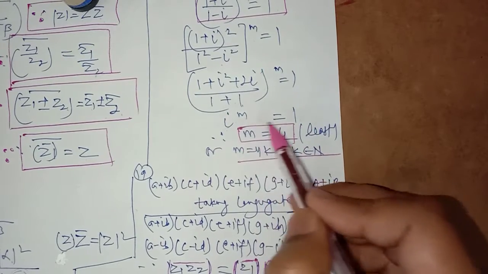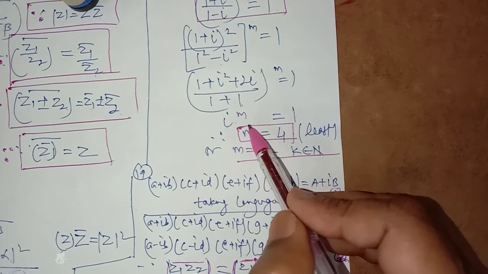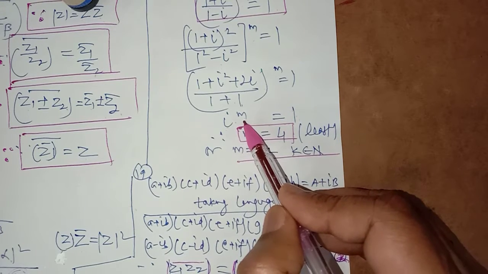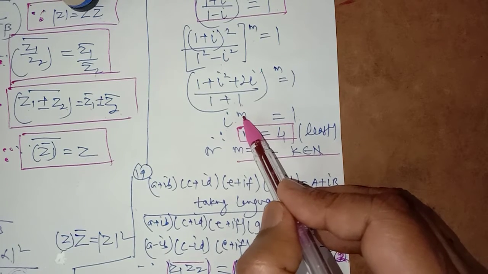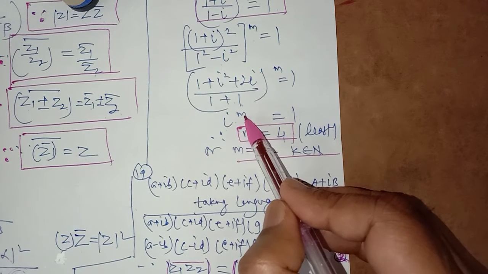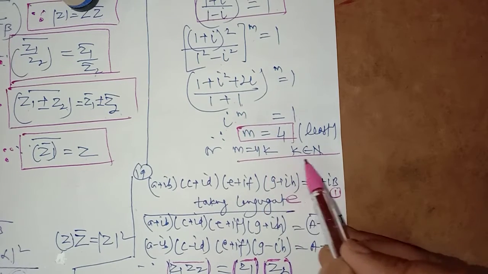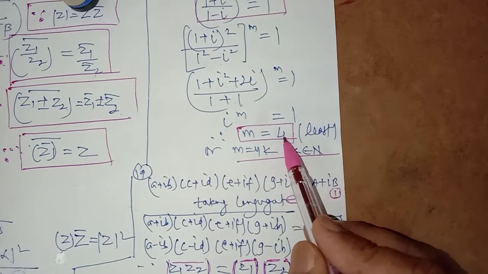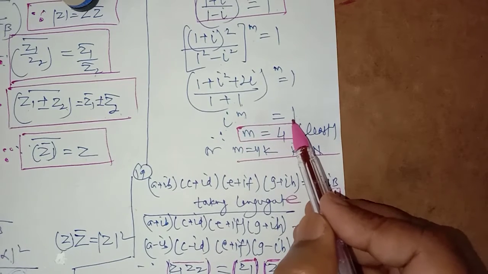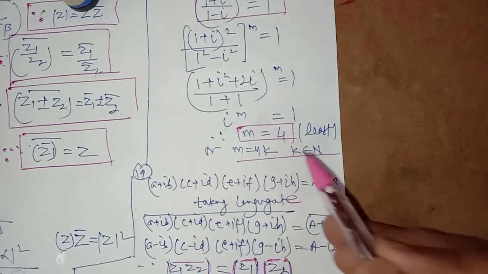Now when i raised to power m is equal to 1, m is 4 or a multiple of 4. When it is being asked for the least value of m, then m will be equal to 4. And if you are asked to find the value of m, then you have to write that m will be 4k, a multiple of 4, where k belongs to the natural numbers. The least will be 4 because i raised to 4 is equal to 1. When the word least is not there, you have to write the multiple of 4, that is 4k.